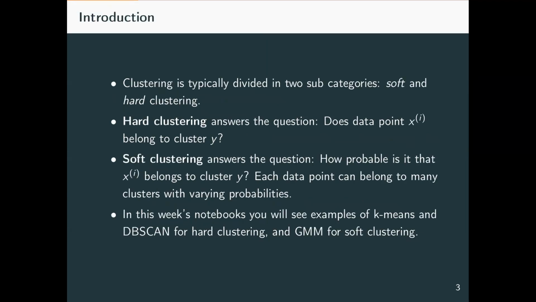Clustering is typically divided into two categories: soft clustering and hard clustering. The question that hard clustering tries to answer is, does a data point belong to a cluster? So the answer is always yes or no. On the other hand, soft clustering asks, how probable is it that the data point belongs to a cluster? So each data point has a probability of belonging to a certain cluster.